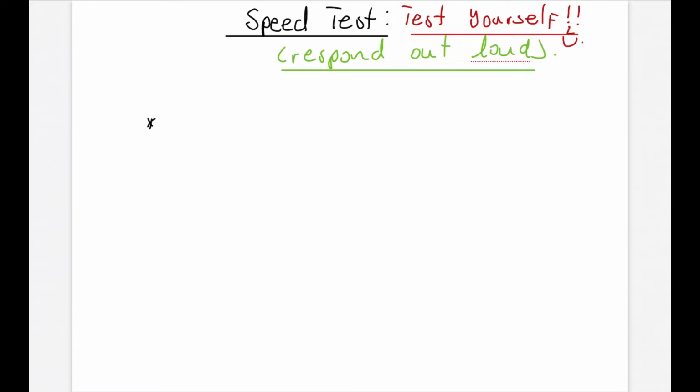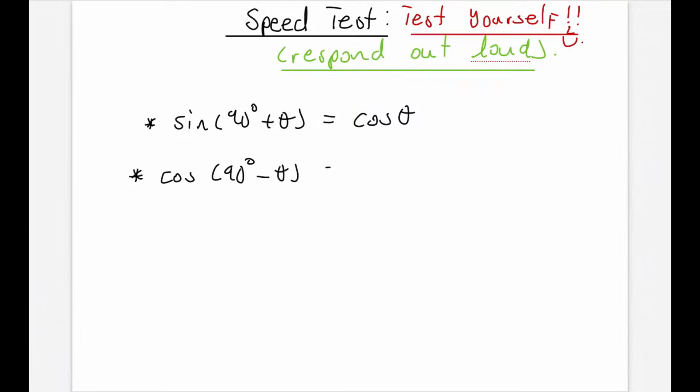What if I asked you, what is the sine of 90 degrees plus theta? What should the answer be? Cos theta, that's correct. And what if you had the cos of 90 degrees minus theta? What should this become?